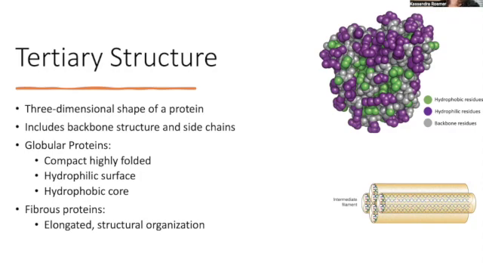Or we can have fibrous proteins, which are elongated structural organizations. Usually those are multiple helices that are wrapped around each other and form different sorts of filaments, and are usually important for structural features, versus globular proteins, which usually have functional properties.